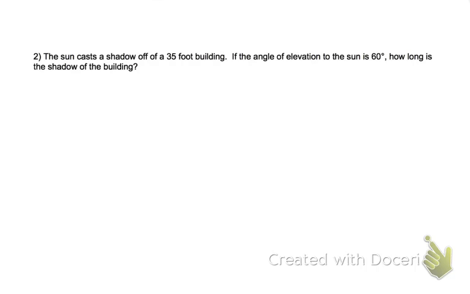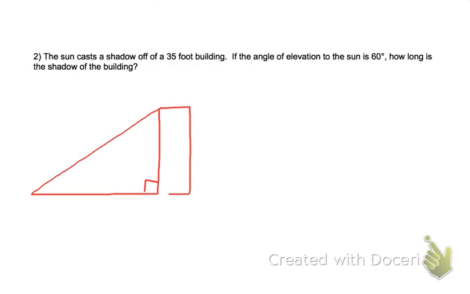Okay, so first I'm going to draw my right triangle, and I'm going to draw my picture. I have a building, so I'm going to draw my building. Alright, so there's my building. It says the sun casts a shadow off of a 35-foot building, so I'm going to label my building. My building is 35 feet tall.